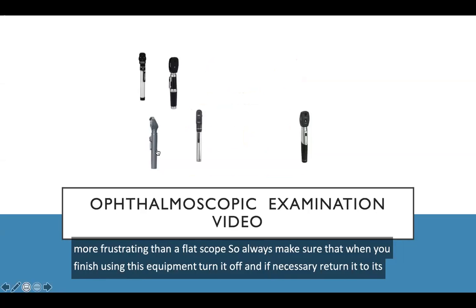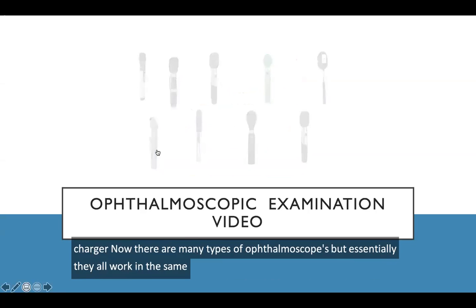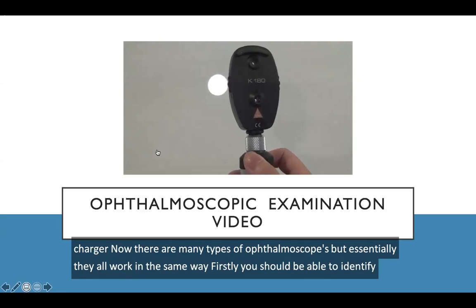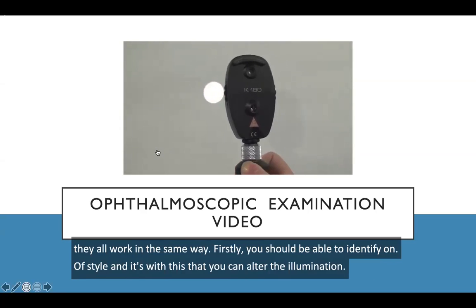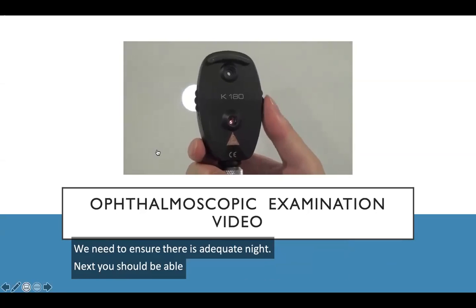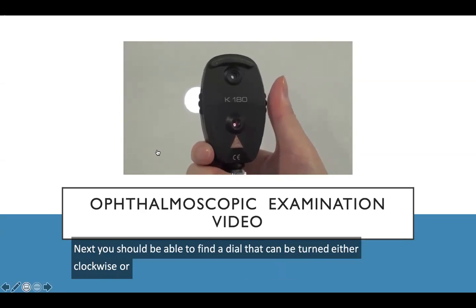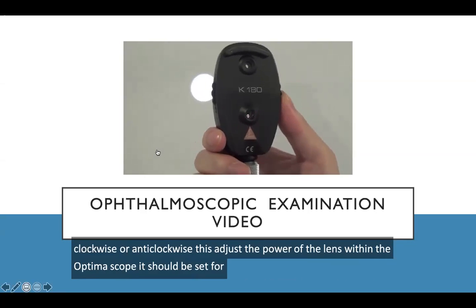Now, there are many types of ophthalmoscopes, but essentially they all work in the same way. Firstly, you should be able to identify the on-off dial, and it's with this that you can alter the illumination. You need to ensure there is adequate light. Next, you should be able to find a dial that can be turned either clockwise or anti-clockwise. This adjusts the power of the lens within the ophthalmoscope and should be set for the moment to 0.